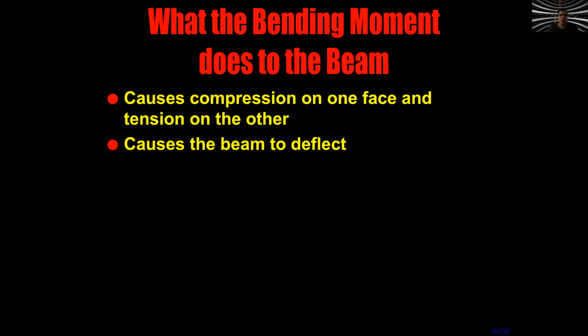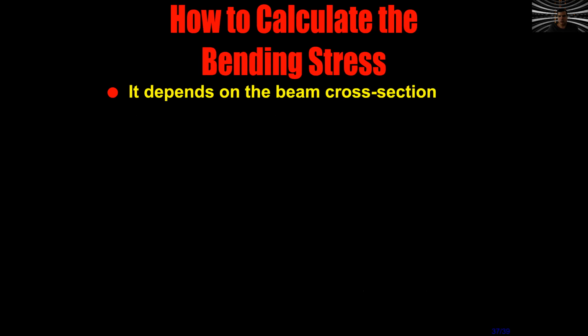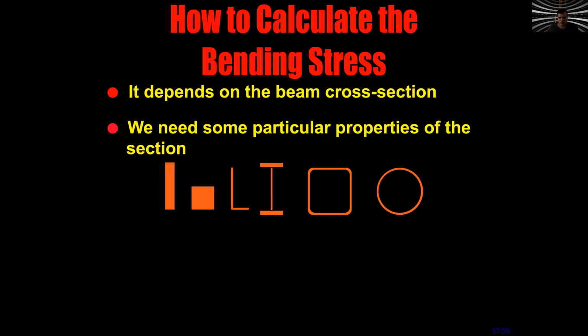What the bending moment does to the beam is cause compression on one face and tension on the other. It causes the beam to deflect. That is what is going on inside of the beam. Look, compression and tension. Those fibers become compressed, those become extended. Nothing happens in the center because we already explained that we have a neutral axis. How to calculate the bending stress? Well, it depends on the beam cross-section. It needs some particular properties of the section.